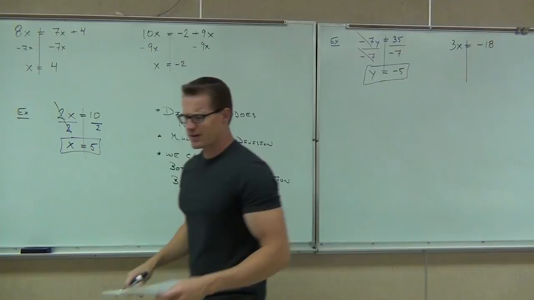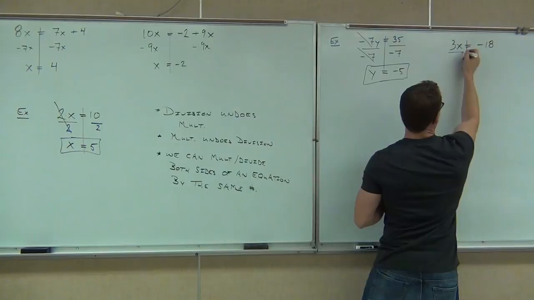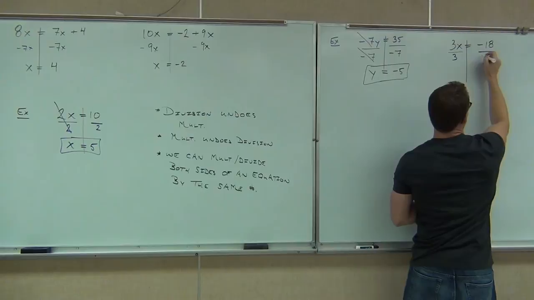x equals negative 18. Ladies and gentlemen, what are you going to do to solve this problem? Divide. Divide by what, please? 3. You mean one side or both sides? Both. So when I'm dividing, should I divide by positive 3 here and negative 3 over here on the right-hand side? Or no. The same thing? Okay, so same thing no matter what.